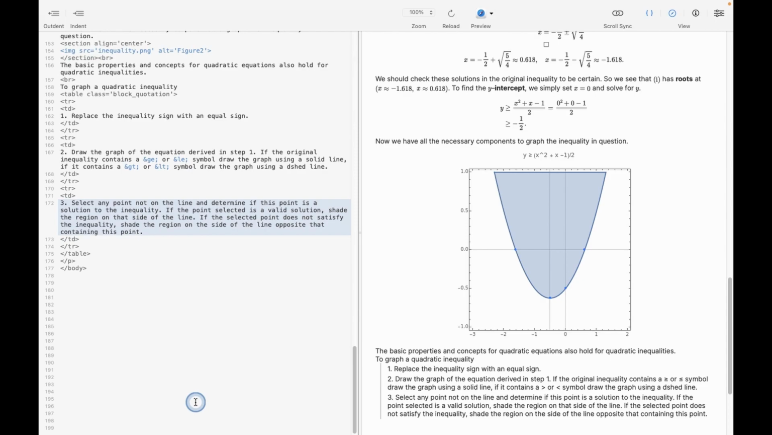All right, so hopefully this is a useful and perhaps somewhat illuminating review of graphing quadratic inequalities.